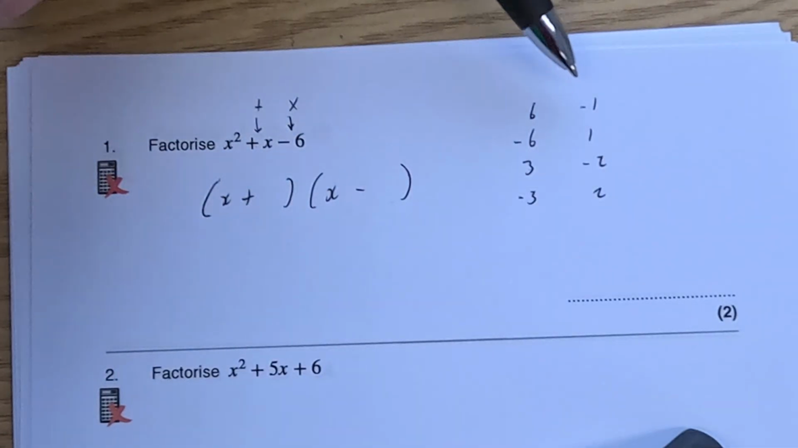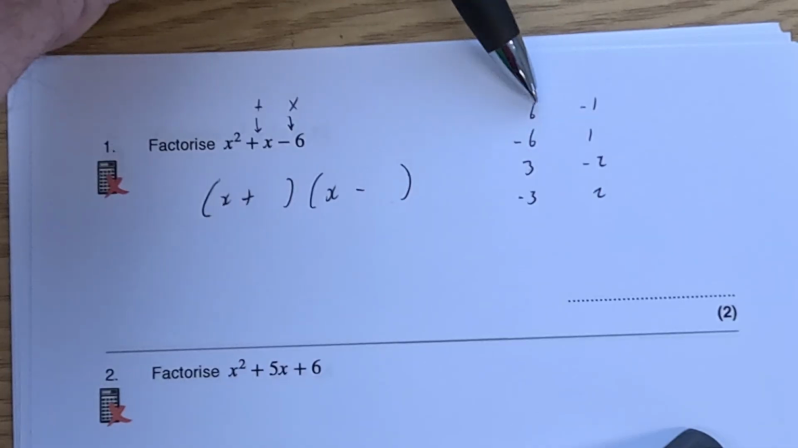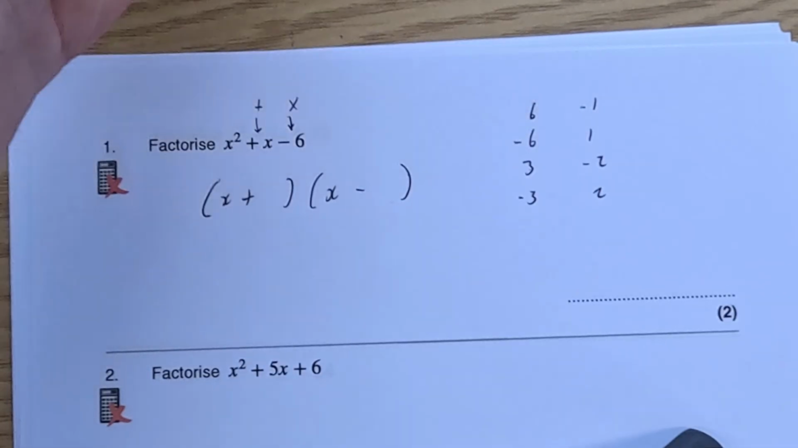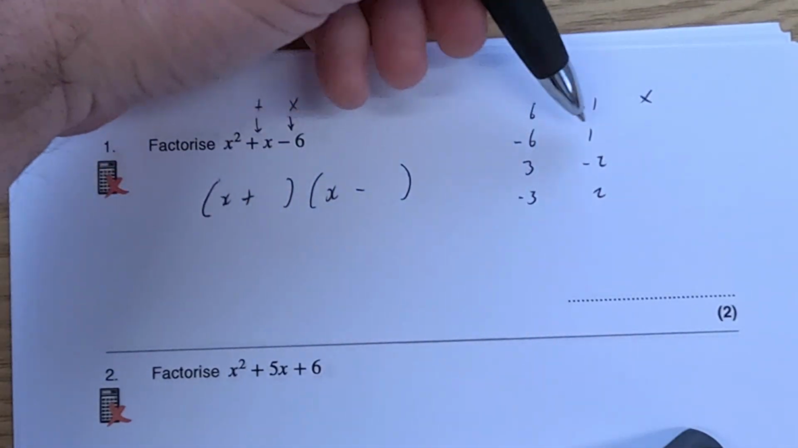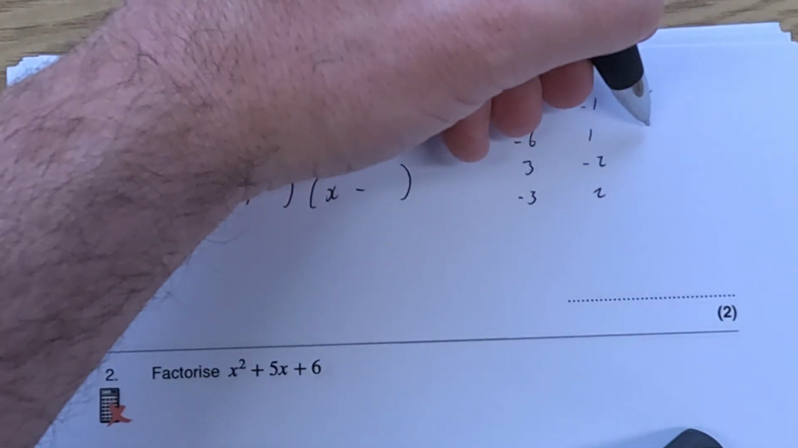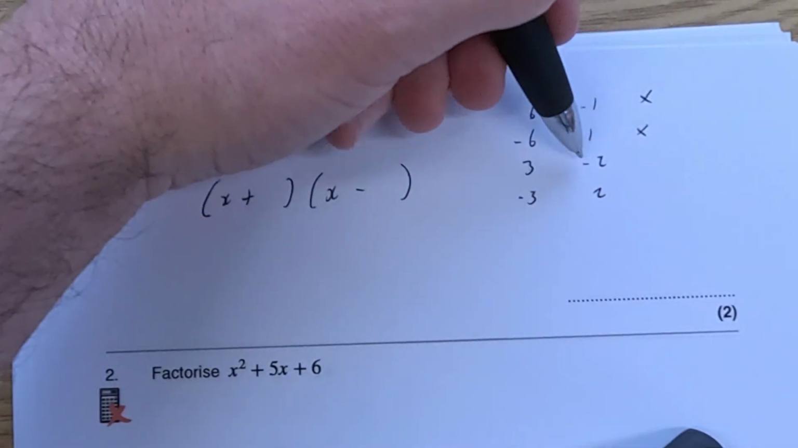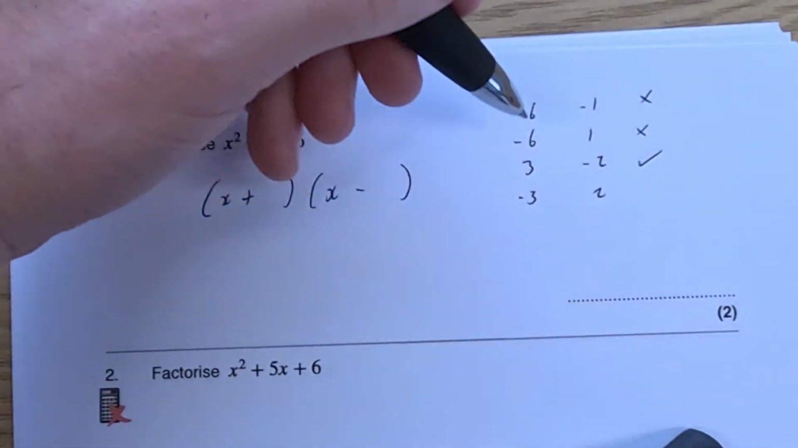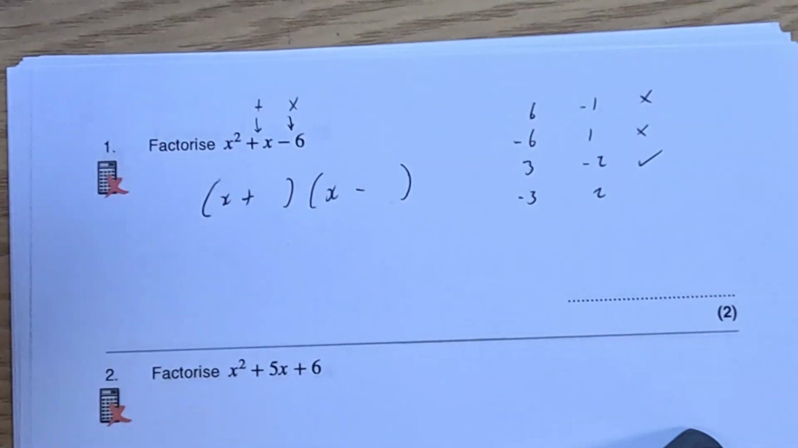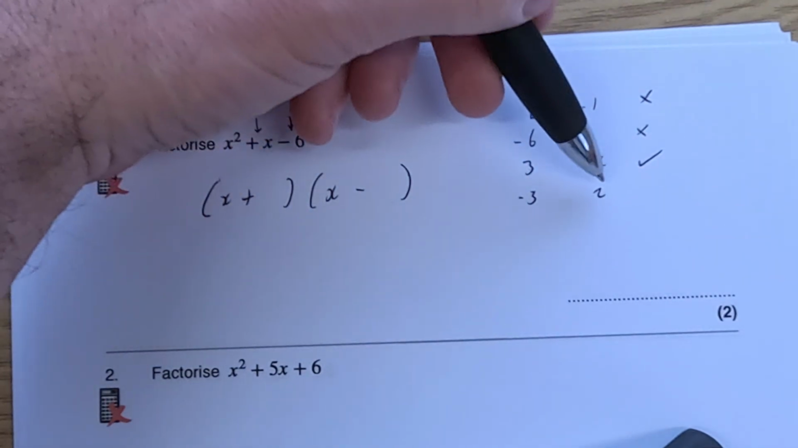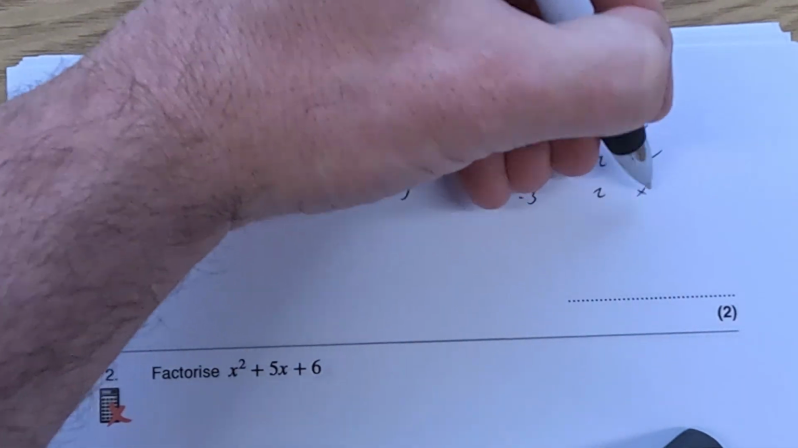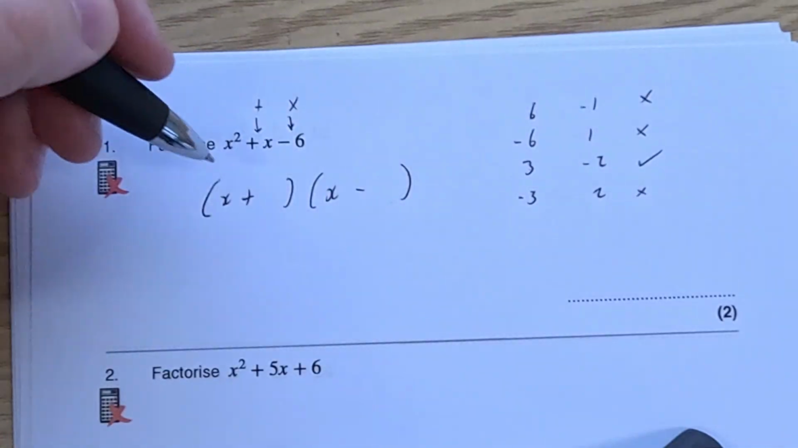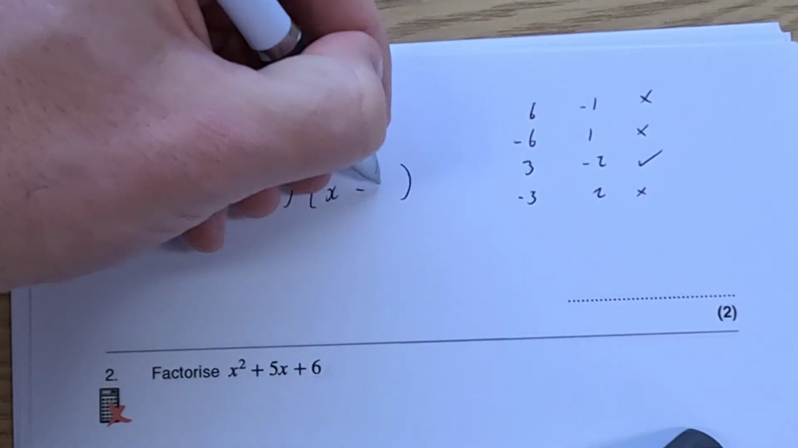So here if we had 6 and negative 1, negative 1 plus 6 is 5, so it's not that one. Negative 6 plus 1 is negative 5, so it's not going to be that one. Negative 2 plus 3 is 1, and that's what we're looking for. So it's going to be a 3 and a negative 2. And also just to show here, negative 3 plus 2 is negative 1, so it's not going to be that option. So it's going to be x plus 3 and x minus 2.